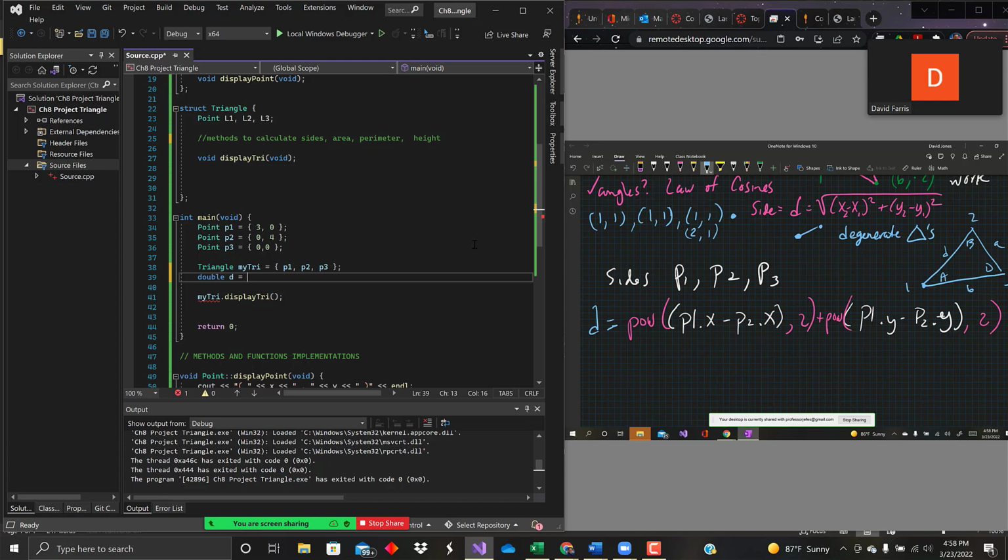This actually isn't even done. Then we need to do the square root. So I guess I got to do square root first, right? Square root all that. Like you can have everything in the main. It just looks terrible. Right? We don't need functions or anything.